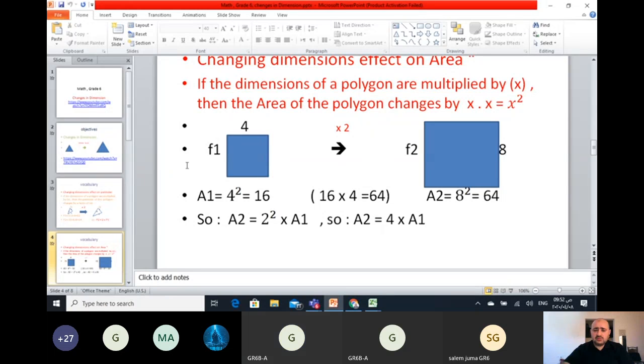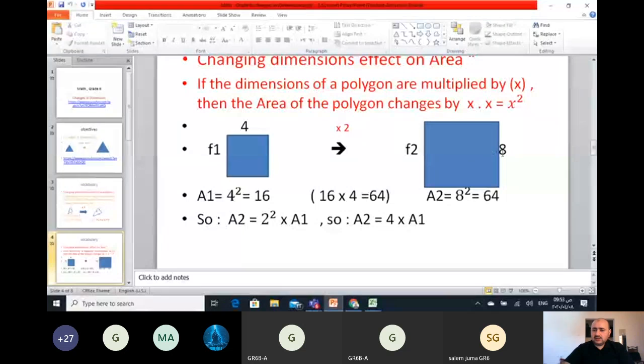Okay, I want to study now what happens in the area when I change the side. Try to solve the area of the first figure. Area, as you know, for the square, you can multiply the side by the side, or the side squared. So take the side 4 squared, or 4 times 4 equals 16. So the area here is 16. Try to find the area of the next figure.